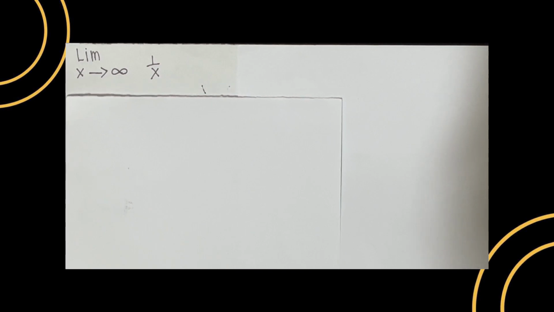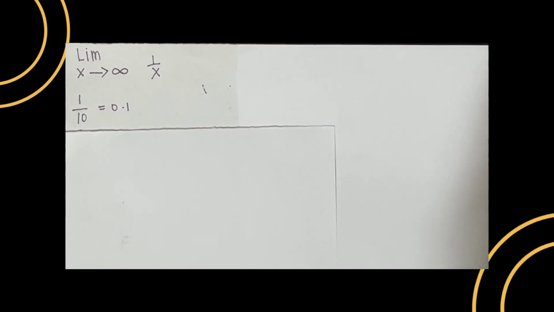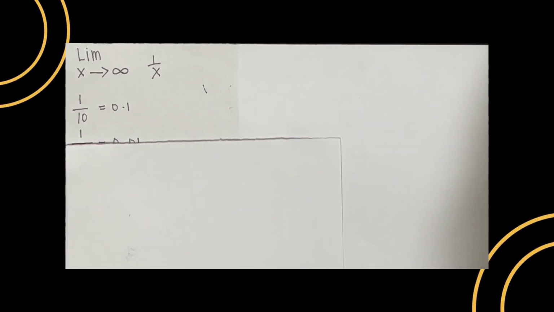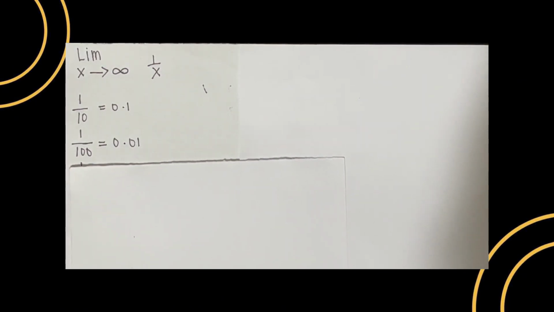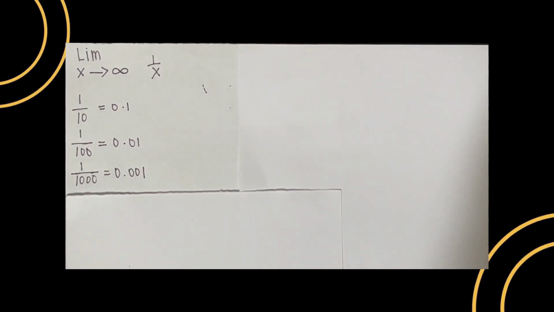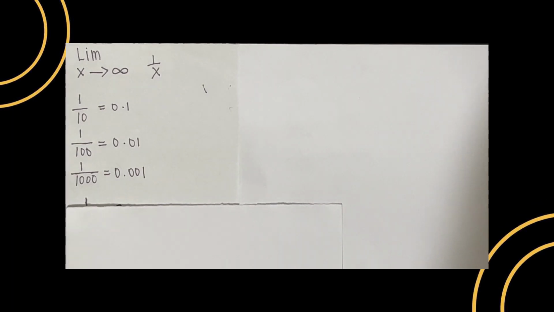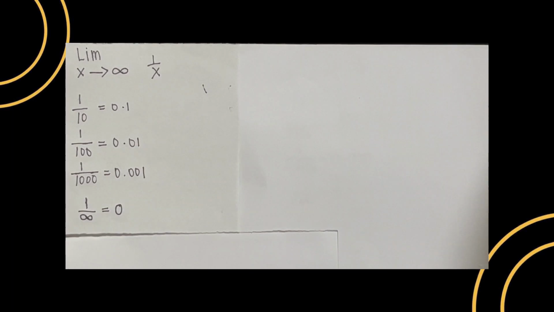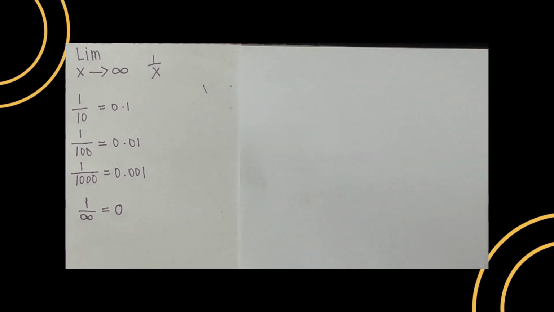So for example, 1 divided by 10 is 0.1, and 1 divided by 100 is 0.01, and 1 divided by 1,000 is 0.001. Therefore, we could say that 1 over infinity, which is a very large number, is going to be about 0. So the limit as x approaches infinity of 1 over x is therefore equal to 0.